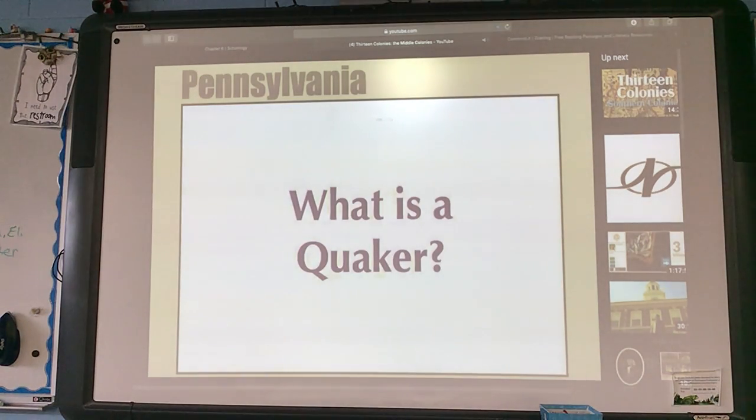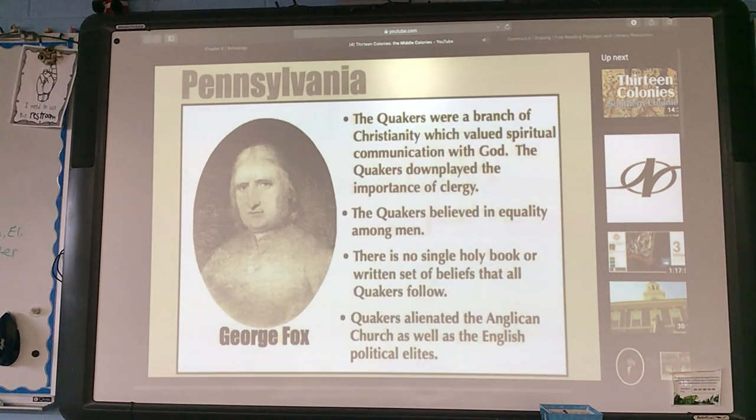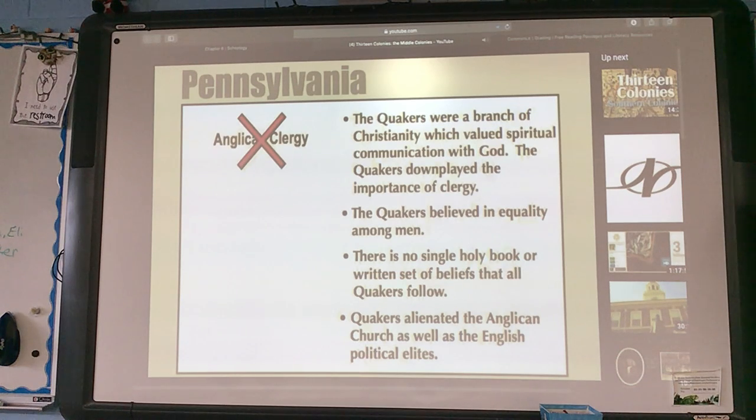Now you might wonder, well, what is a Quaker? Well, a Quaker is a religious group. Specifically, it's a branch of Christianity, and it was founded by a man whose name was George Fox. Now, the Quakers were not very popular in England at this time. And it's because many of the beliefs of the Quakers created a lot of friction with the other English citizens. Let me see if I can give you some examples. The Quakers believed in the importance of an individual's direct connection with God, which of course would downplay the importance of religious leaders. So that's not something that's going to make them particularly popular with the Anglican clergy, for example.